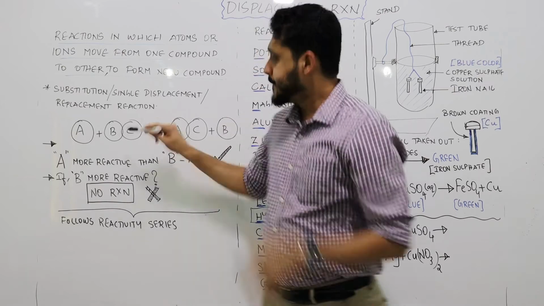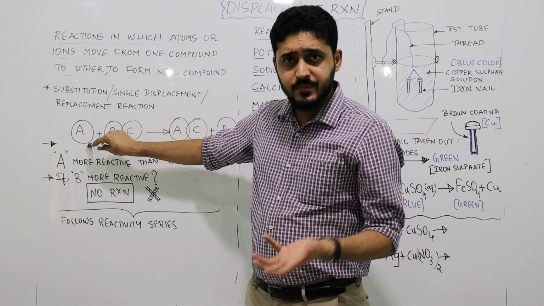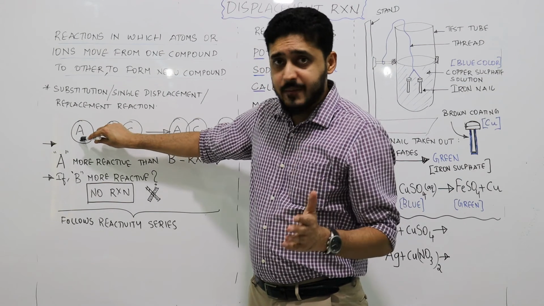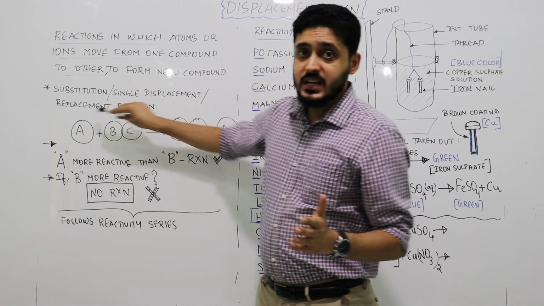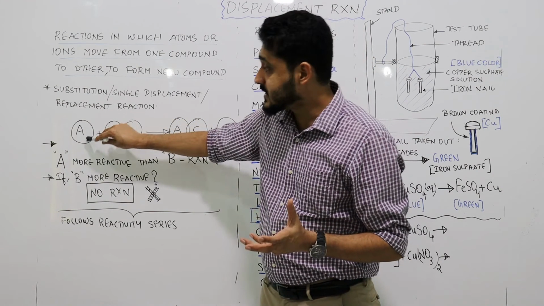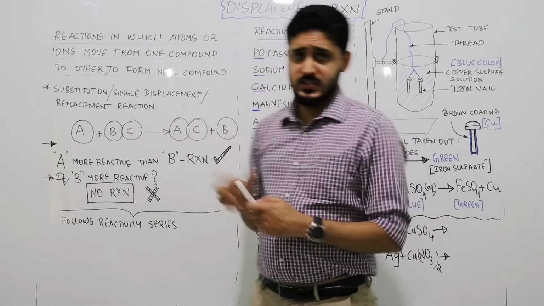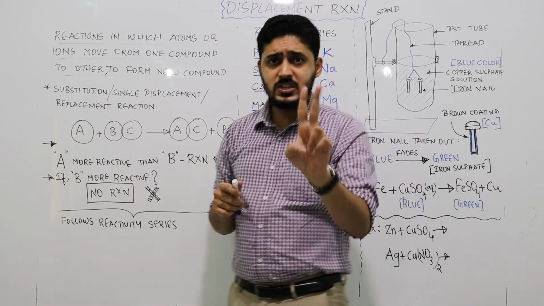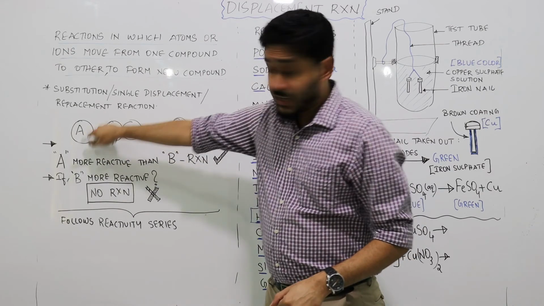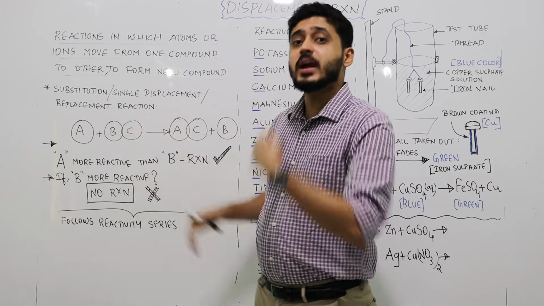If BC is the compound which is given, and A is an element's atom or ion, this A will displace an atom or ion from BC. So A displaces B from BC. Here A and BC are the two reactants. Now this A displaces B from BC to give you a new product.